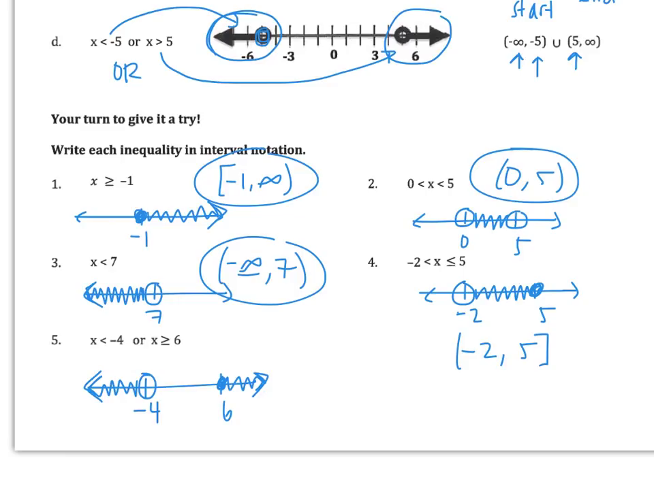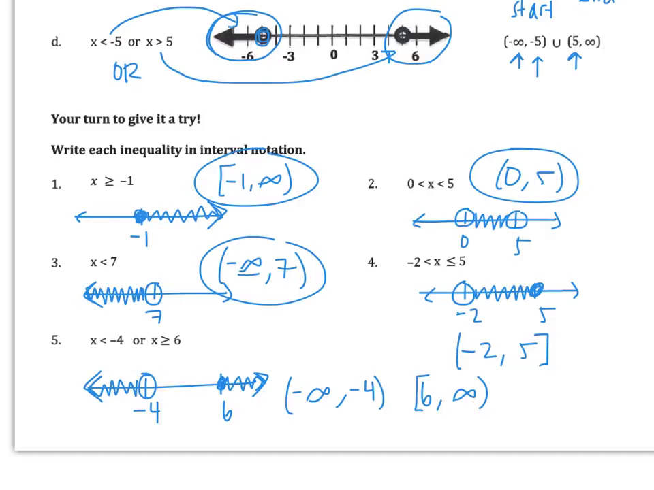If we start with that left piece with the negative 4, negative 4 is our ending point. We are starting from the negative direction. Infinity always gets a parenthesis. The negative 4 is not included, so it also gets a parenthesis. On the right, we start at 6 and we go in the positive direction. 6 is included, so it gets a bracket. Infinity never gets a bracket, it always gets a parenthesis.